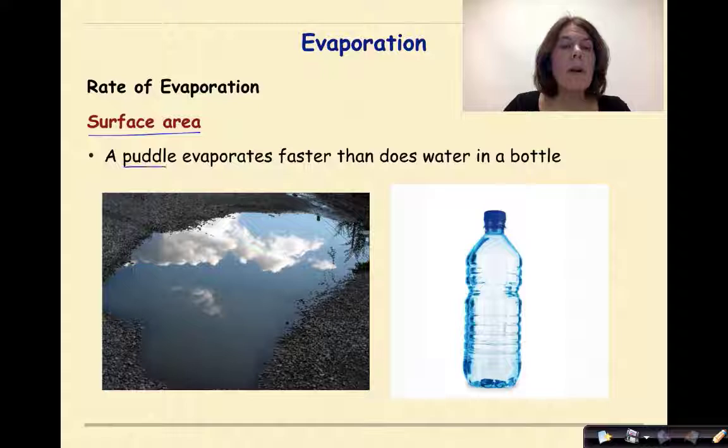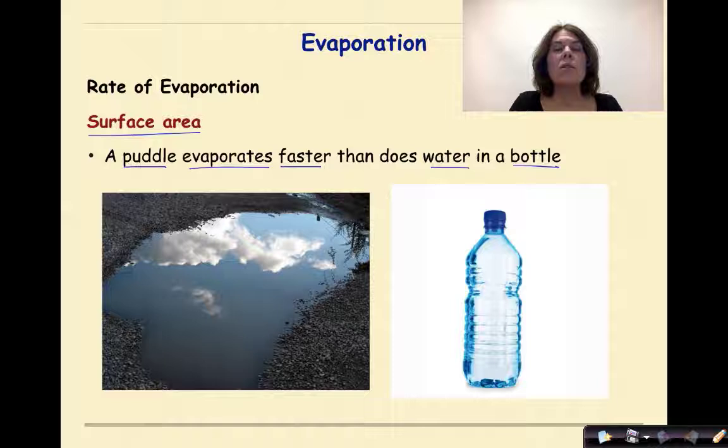Rates of evaporation. Surface area. A puddle evaporates faster than does water in a bottle, which makes sense. With a puddle, you have a wide area where that water is found. There's a lot more surface area. In a bottle of water, it will evaporate over time, but only the surface of the water in the bottle, and then it needs to come up through the container through that small opening. So a puddle is going to evaporate a lot faster than water in a bottle.